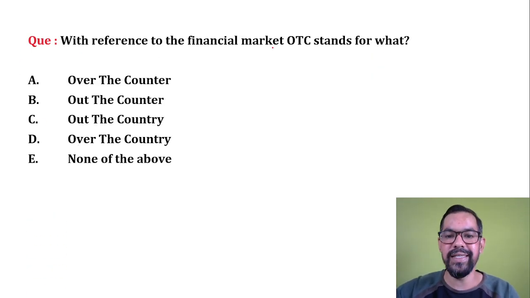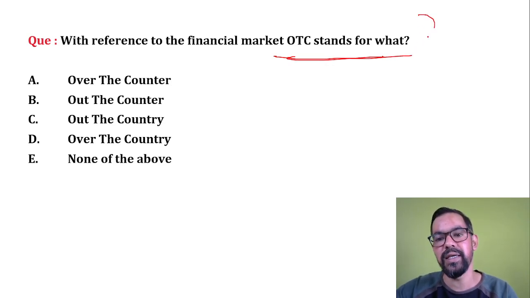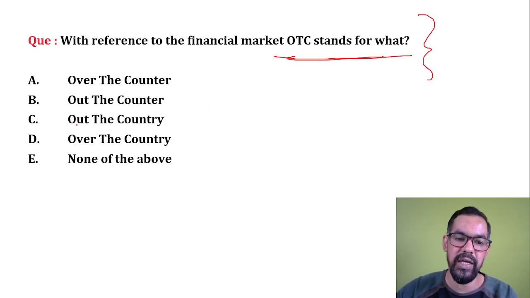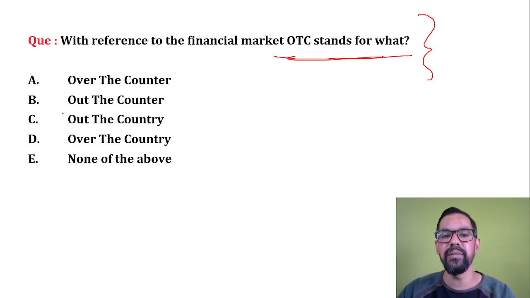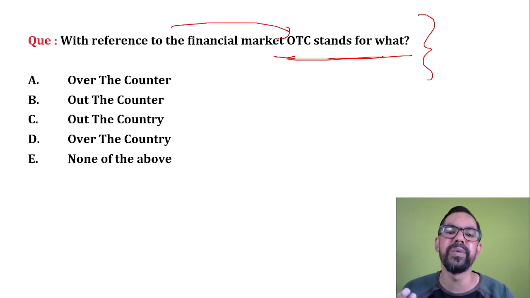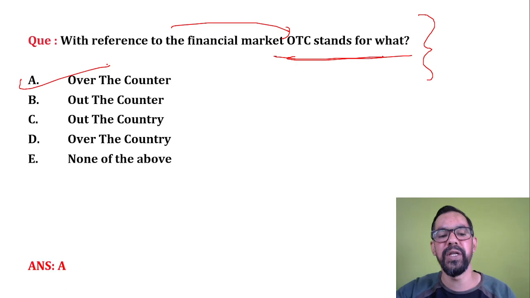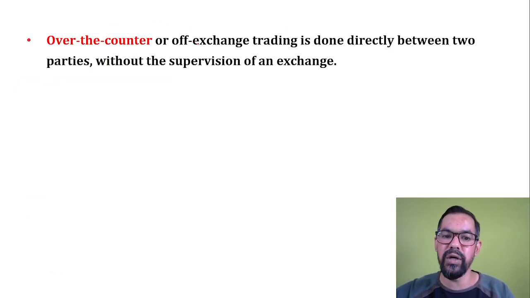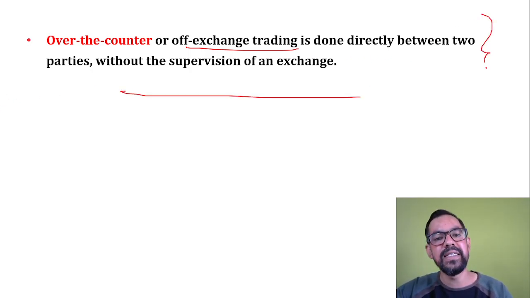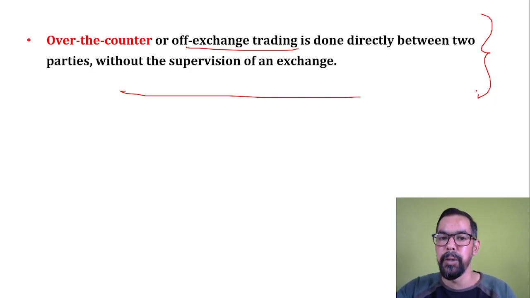Next one, OTC stands for what? Okay, so OTC is over the counter trade. Nowadays we have exchanges most probably. In case of forex we use this one. Swaps we use OTC, or forward contracts we use OTC, but previously when we did not have this organized market, in most cases we traded in OTC manner. So over the counter. So what will be the correct answer? Option A will be the correct answer for this one. Over the counter or off exchange trading is done directly between two parties without the supervision of an exchange. As I gave you the example of forward or swap contracts, these are generally part of OTC.